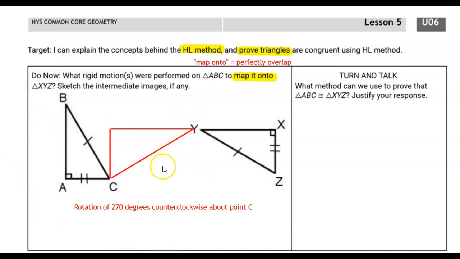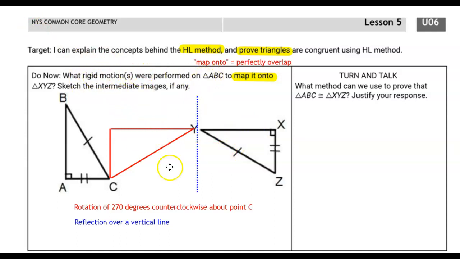Now, once we see that rotation of 270 degrees counterclockwise around point C, then we can see that an easy way to take this triangle and take it to this triangle is to use a reflection or a flip. And you can see if I took this red triangle and reflected it over this vertical line that I drew in, it would map onto triangle XYZ. All right, there is your answer.